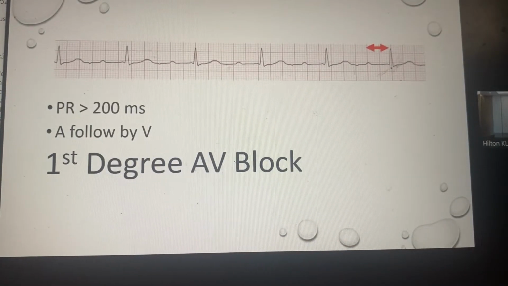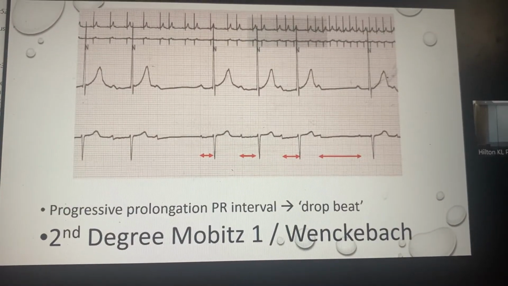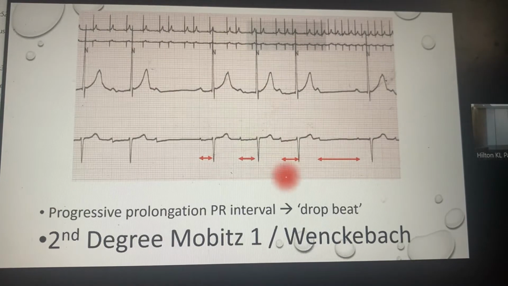Again, just to touch a bit on AV block, the first degree means PR prolongation. Second degree, there will be progressive prolongation of PR intervals.